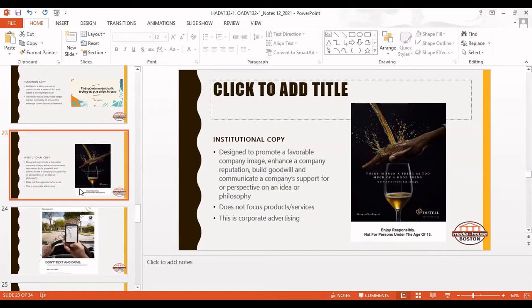So institutional copy is not focusing on what you are selling or what products or services you are offering. It is focusing on the organization itself, the company itself, the institution itself. So it's designed to present a company in a very good way. It might be, look at us, we are the most professional company. We've won awards in communication, we've won awards in marketing, things like that. That's your institutional copy.